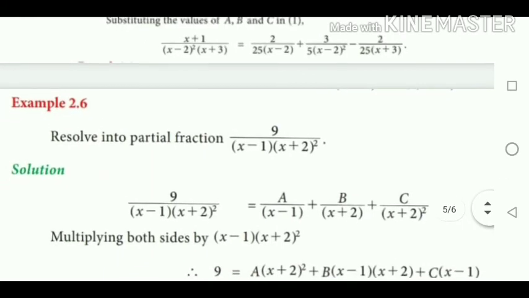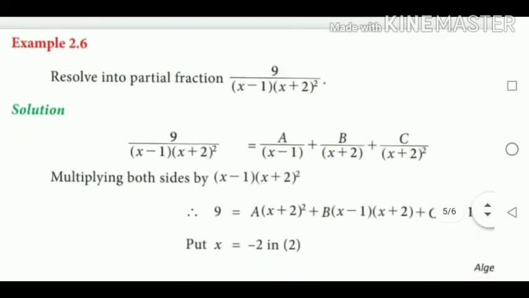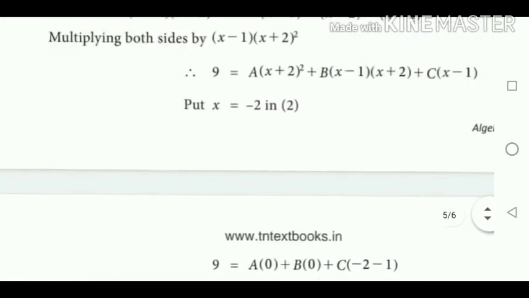The next one, example 2.6. So this is the same model. Resolve into partial fractions 9 by (x minus 1) into (x plus 2) whole square. Okay. So here also the same rule is followed.